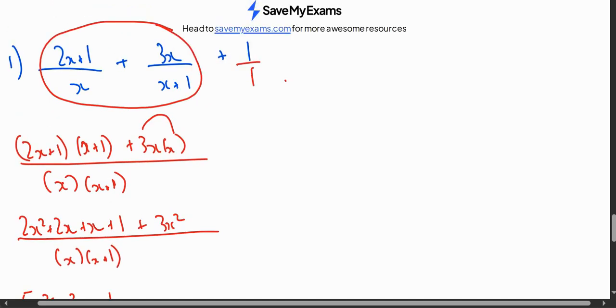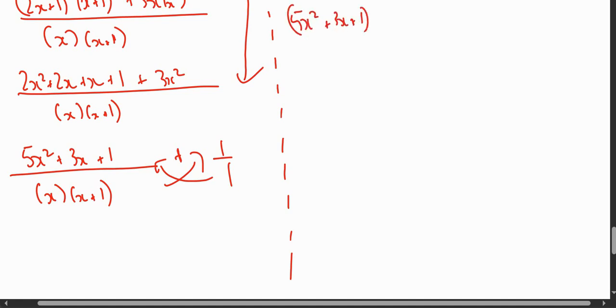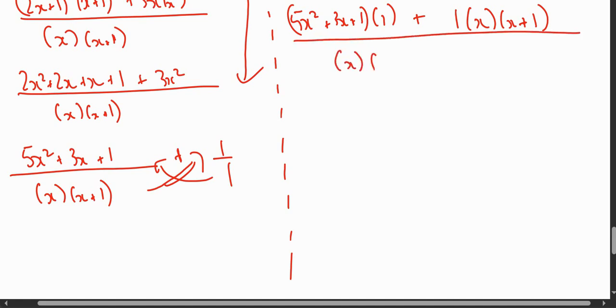Now you guys bring this 1 upon 1 down, plus 1 upon 1. Let's do cross multiplication again. So we will do cross multiplication. We will multiply 5x square plus 3x plus 1 with 1. Look, when you multiply this with 1, it won't have any impact. Plus 1 multiplied by x plus 1. How did I get that? Cross multiply. Upon x multiplied by x plus 1 multiplied by 1.